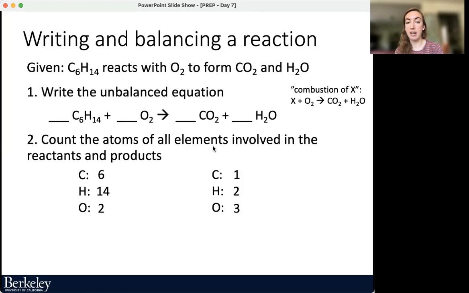On my right side, I have 1 carbon atom in my CO2. I have 2 hydrogen atoms in my H2O. And then I have a total of 3 oxygen atoms. So I have 2 in this CO2 and 1 in the H2O. Does anyone have any questions on just how I'm counting those?